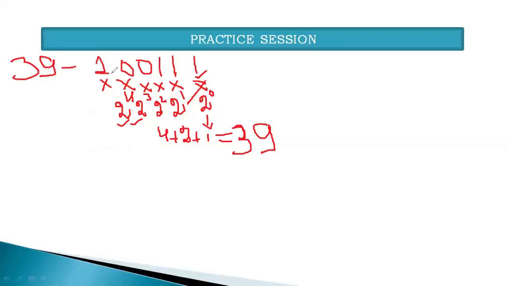Our output was 100111, and the value of this part is 2 to the power 5. The value of 2 to the power 5 is 32, and we got it. Now 32 plus 4 plus 2 plus 1 will be 39. Now it is the correct one. So quickly note it down so that we can move ahead.